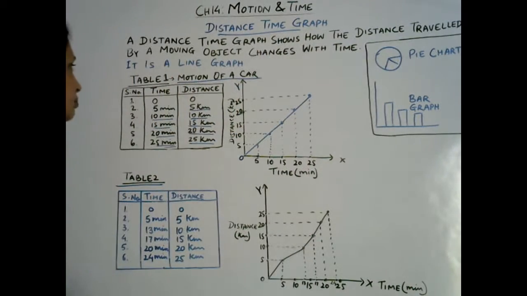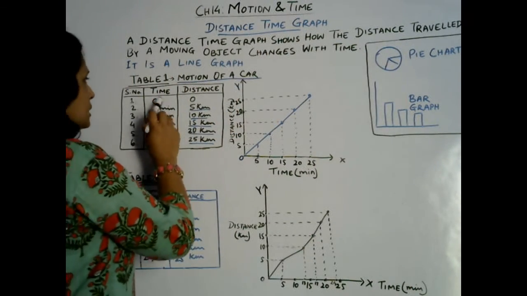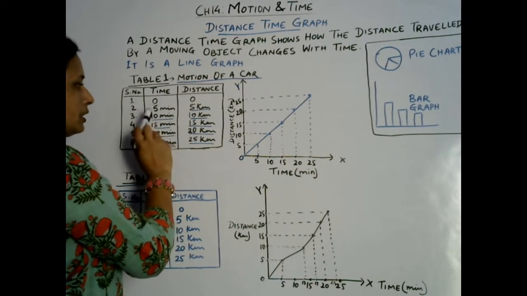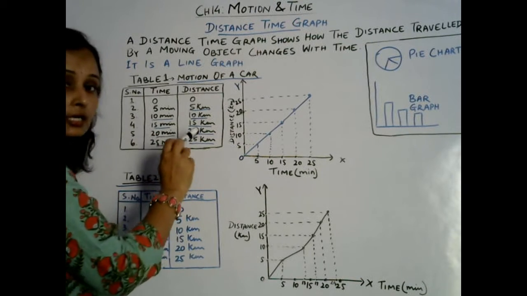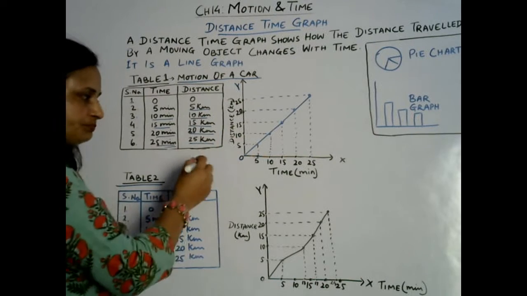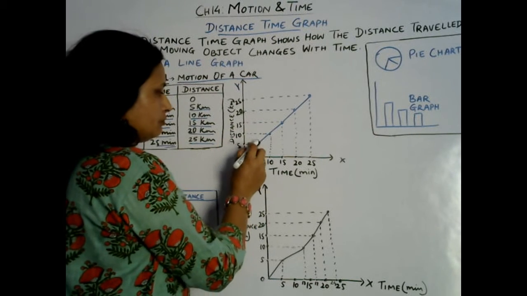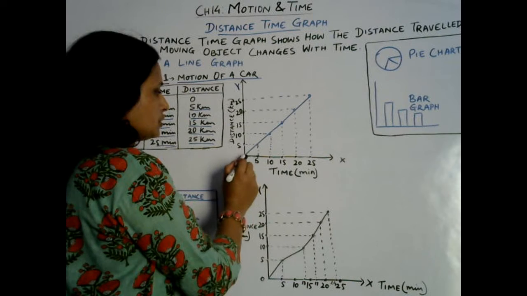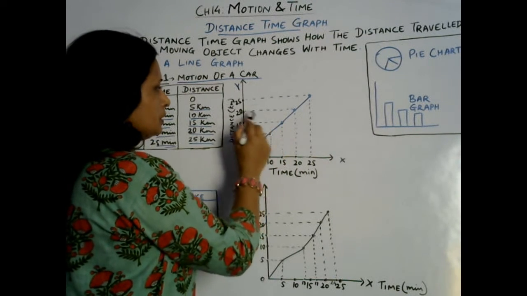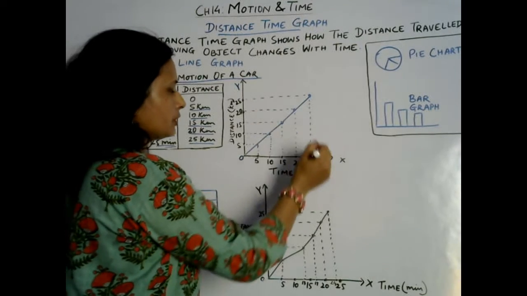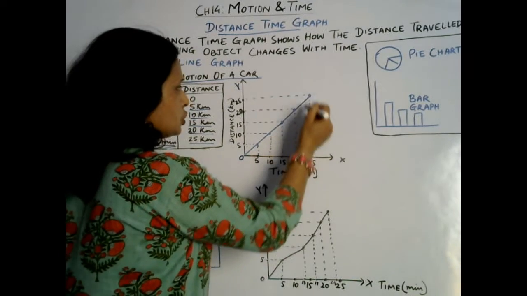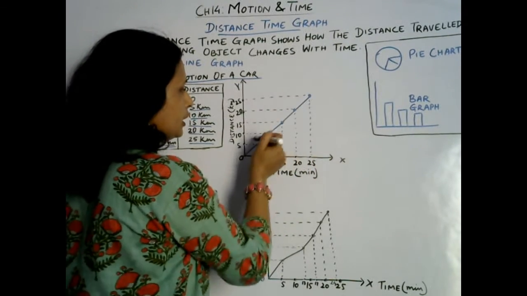So look at example 1, table 1. In this, the vehicle covers 5 kilometers distance in 5 minutes, then 10 kilometers in 10 minutes, then 15 kilometers in 15 minutes, and so on. So first 5 kilometers in 5 minutes, then next 10 kilometers in 10 minutes, then 15 in 15 minutes, 20 in 20, and 25 in 25. So after joining these dots, we can get a straight line.